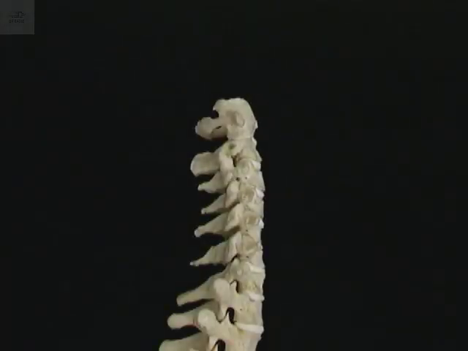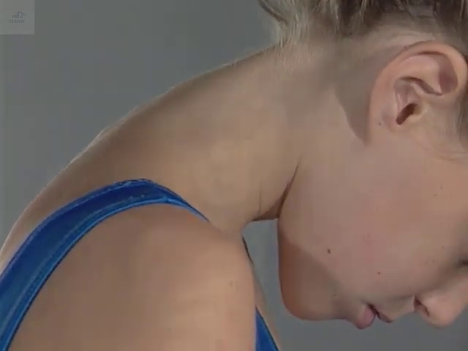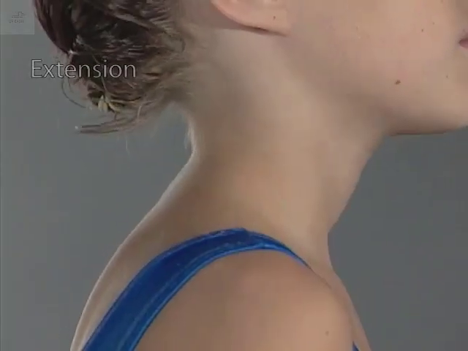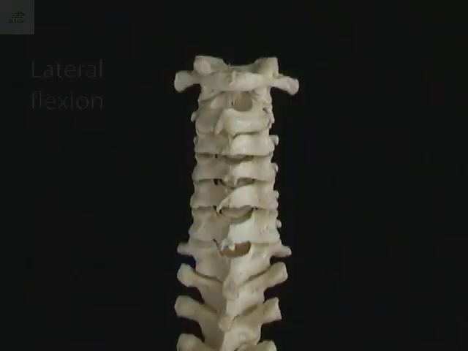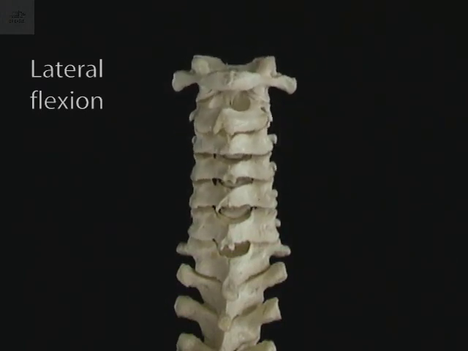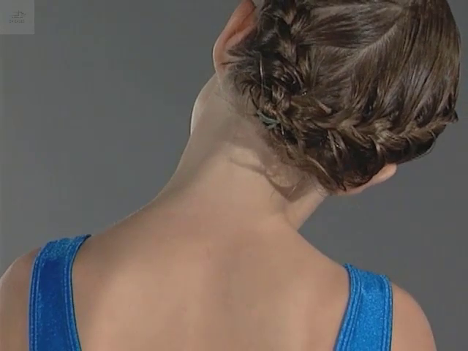The movements that can occur in the cervical spine are forward flexion, extension, and lateral flexion to one side or the other. Rotation also occurs in the neck.